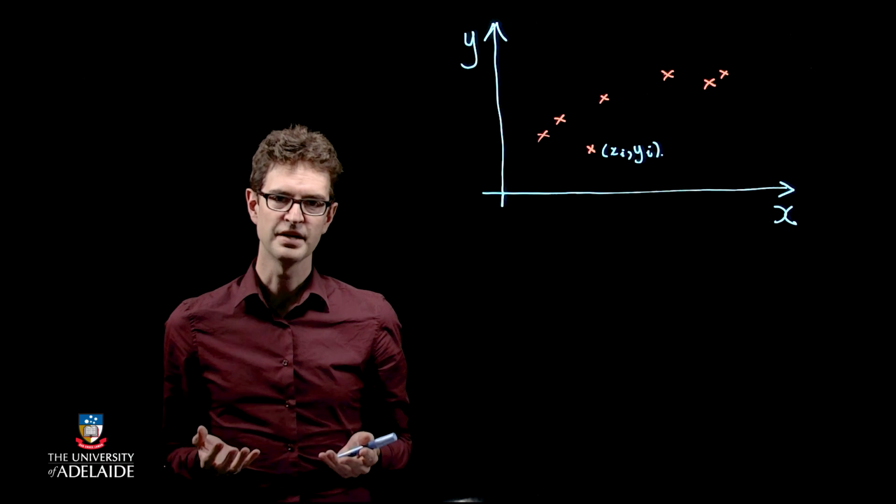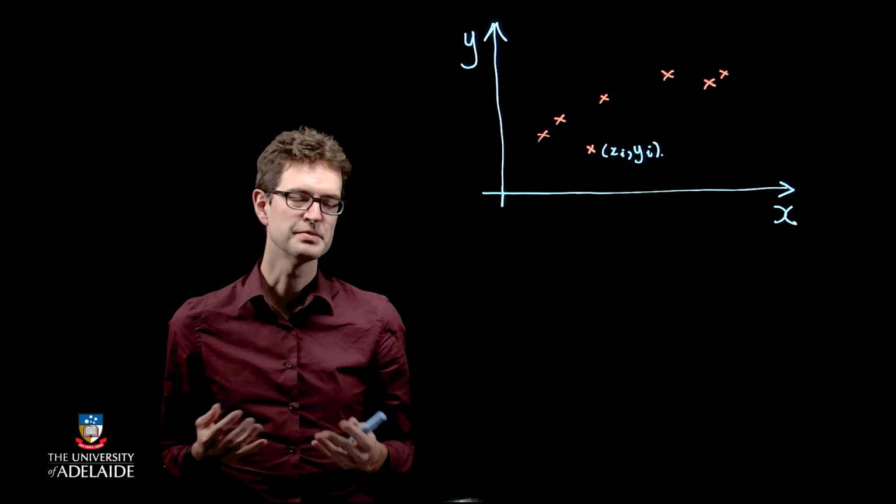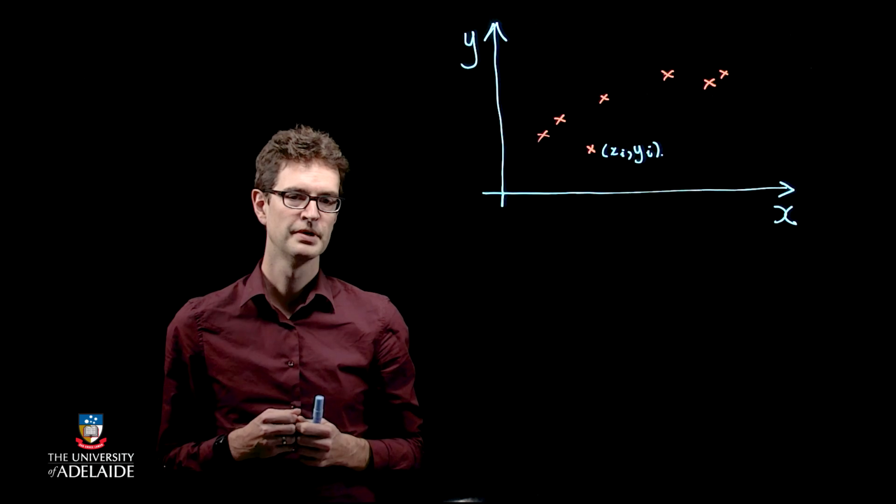So we've already seen what a linear model looks like, but now we need to understand how we actually estimate the parameters beta 0 and beta 1 to go into that model. So how do we do it?